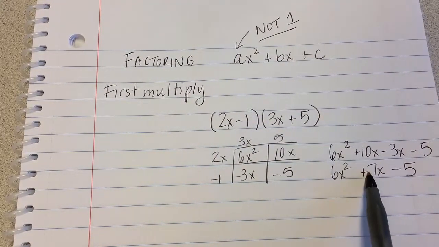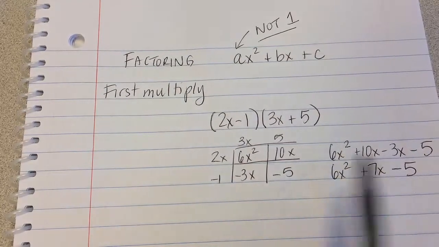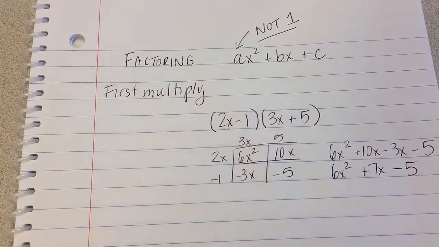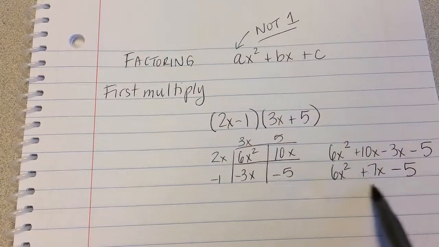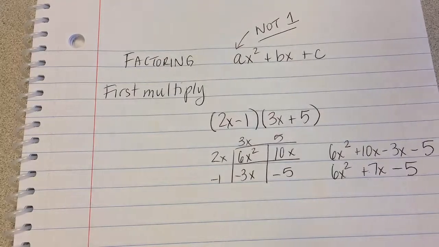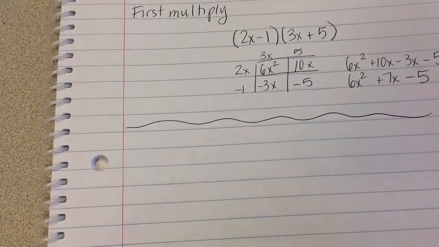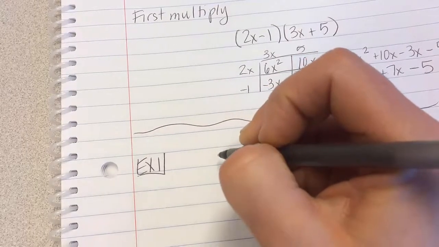Now, where did the 7x come from? That is way trickier. The negative 5 still comes from the two last terms. So when we go to factor, figuring out this middle term is trickier than it was before. We have to take a little bit more into account. So let's do an example to figure this out.